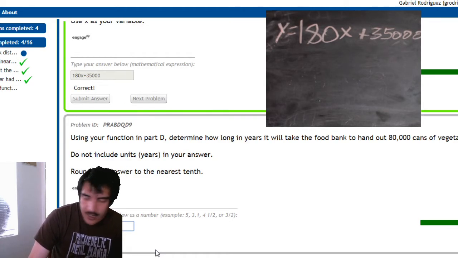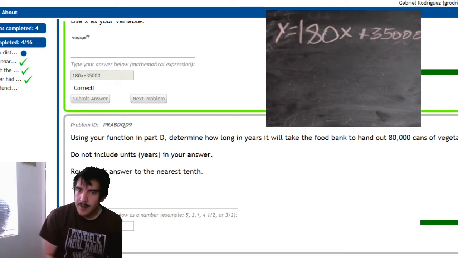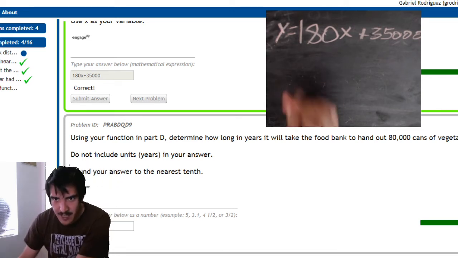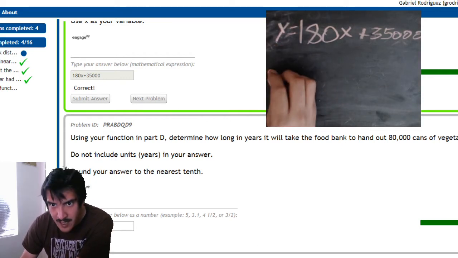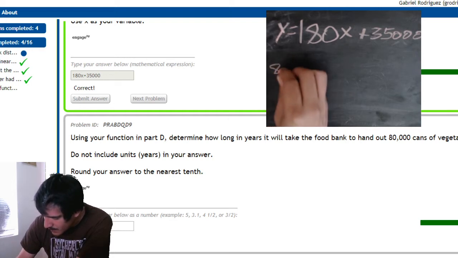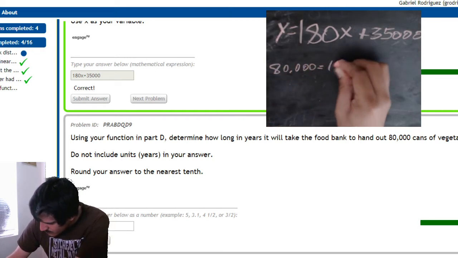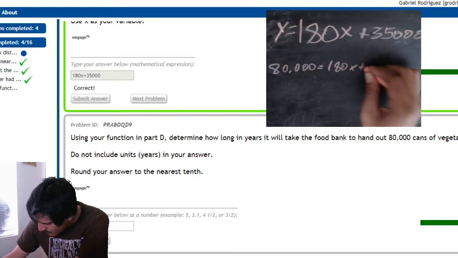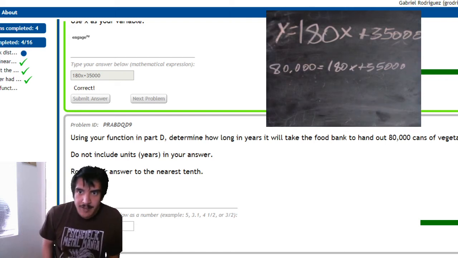Next one says, use this function to determine how long it will take to hand out 80,000 cans. So I'm going to show the work. So instead of y, which is the total number of cans, I'm going to write 80,000. So 80,000 is equal to 180 cans per week plus the 35,000 we already had, right? So we have this equation.